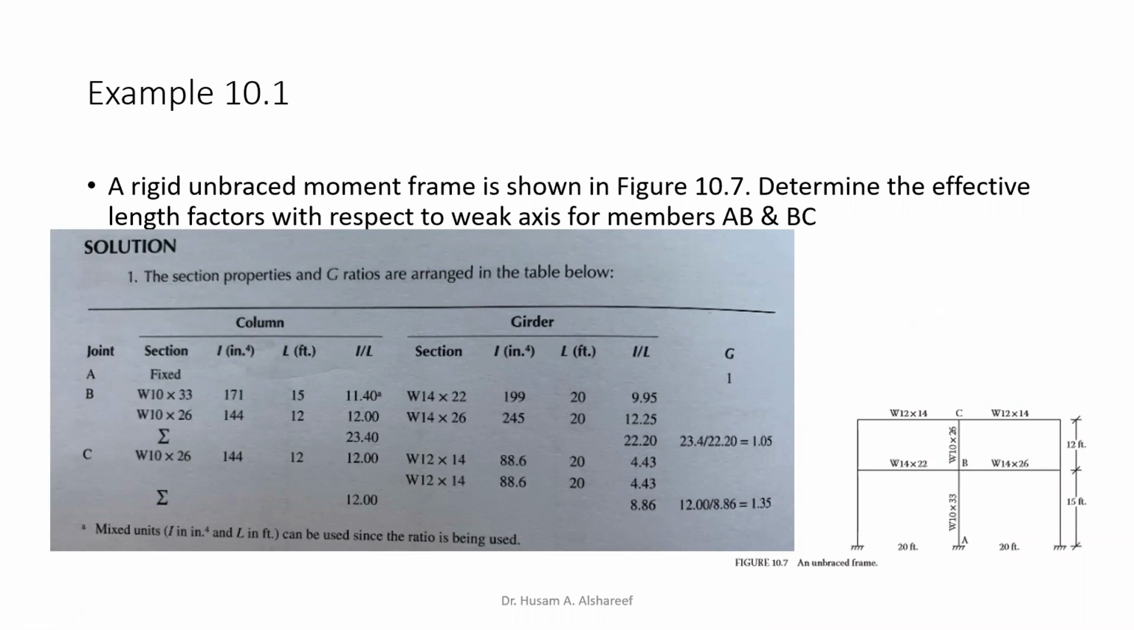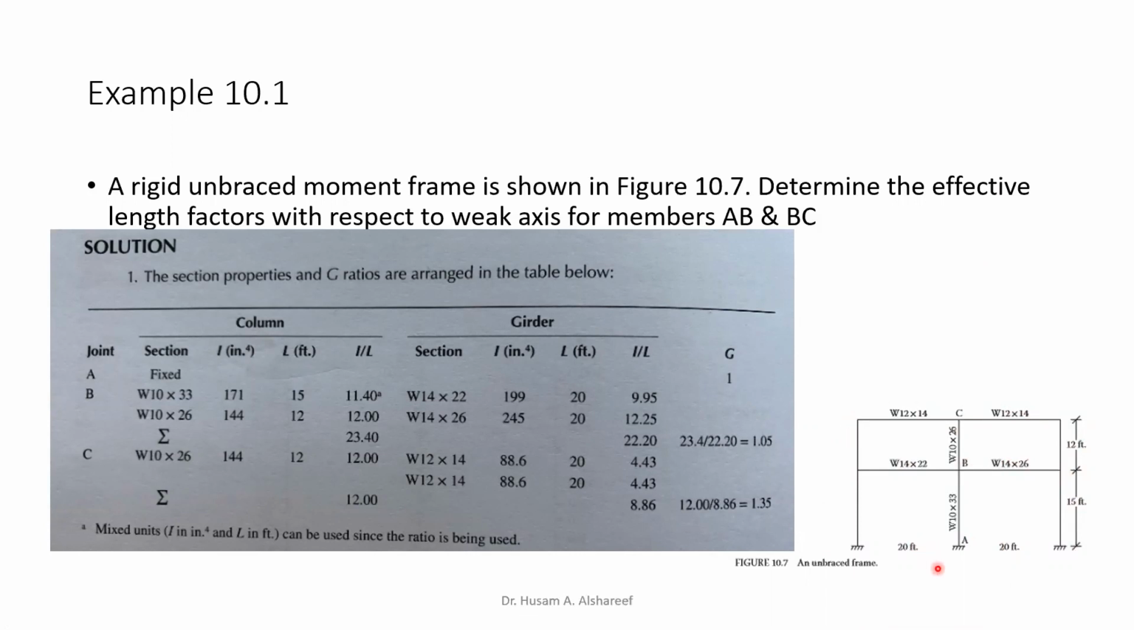Determine the effective length factor with respect to the weak axis for members AB and BC. They're talking here about the K value. They want you to find the K value for columns AB and BC. This is a building with 2 stories that consists of girders and 3 columns.